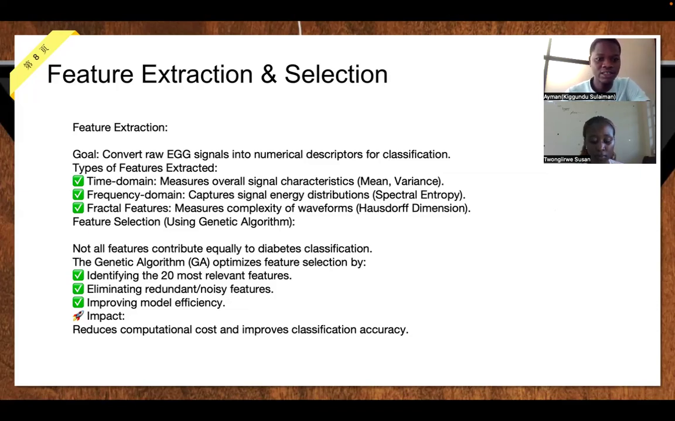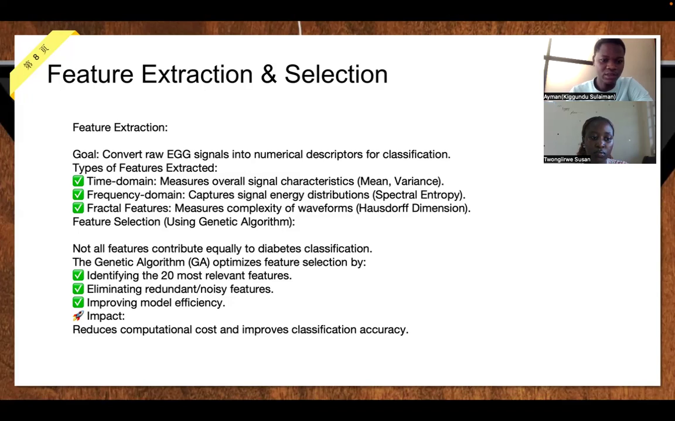The goal is to convert EGG signals into a numerical distribution for classification. Types of feature extraction: there is time domain, which measures the overall signal characteristics. Then frequency domain, which captures the signal energy distribution, as we're going to see in the output of the EDA. And then fractal dimension, which measures the complexity of the wave. And then feature selection. At the end of the feature extraction, we need to select the most efficient and the most useful features.